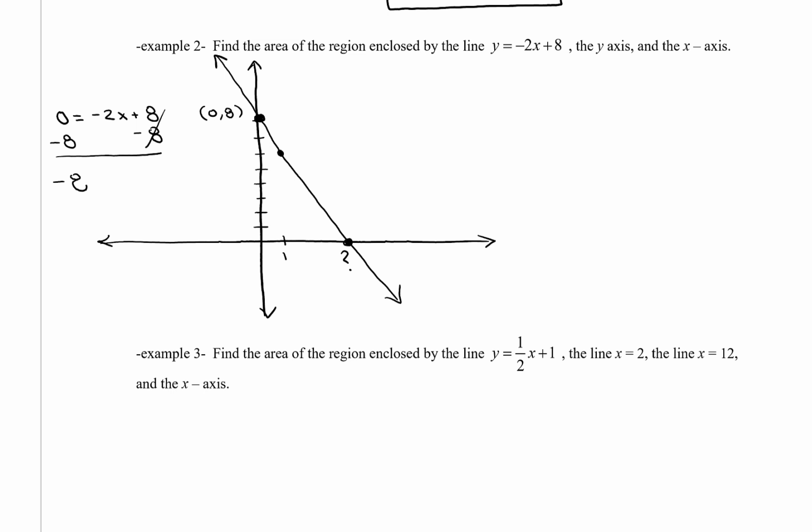I set it equal to 0, replacing the y with a 0 and solving for x to get my x-intercept. So I have subtracted 8 from both sides, and divided both sides by -2, and I have gotten x equals 4. Therefore, the x-intercept is at 4, 0.